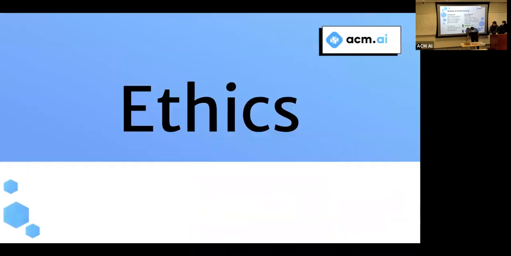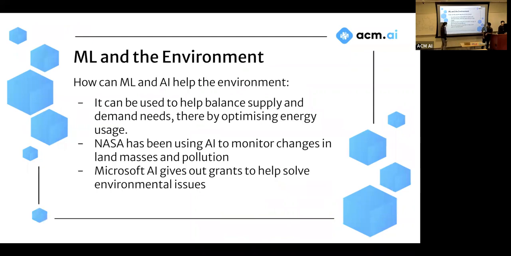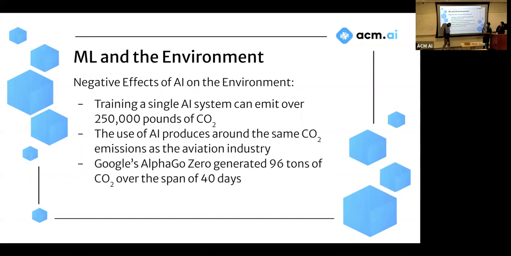Okay, cool. So let's talk a little bit about ethics. We are running late, so I'm going to speed through this. Basically, machine learning is not that great for the environment because it takes a lot of heat and energy to train. But one thing is you can use AI to monitor changes in the environment. A lot of geospatial data is out there, and we can use machine learning to analyze it. However, training a single AI system can emit over 250,000 pounds of CO2.